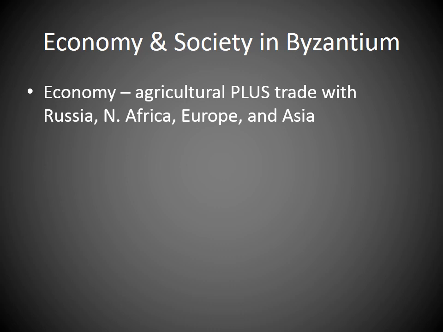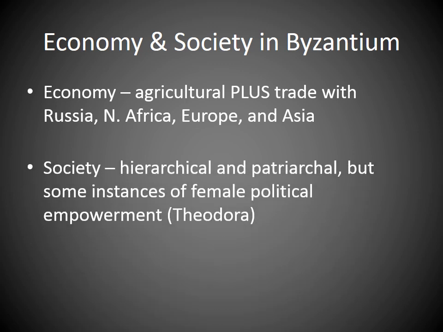The economy was mostly agriculture, but they also traded largely with Russia, North Africa, Europe, and Asia because they were in such a key spot for trade and didn't have the most land. So a lot of the land was urban. So they did farm, but they needed to trade for a lot of their goods. The society had a hierarchy. It was also patriarchal. But as we mentioned earlier, with Empress Theodora, Justinian's wife, women had sometimes more power and more rights than in, say, the Roman Empire.